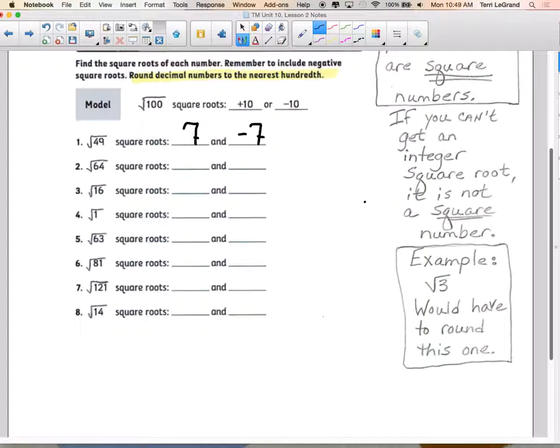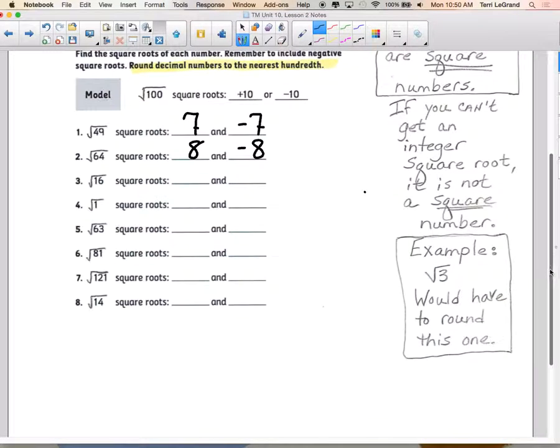How about 64? What would the square root of 64 be? 8 and negative 8. Now, be careful. Do not be misled and think that because there are 2 square roots, if I took 8 times negative 8, I would get 64. That's not what this is saying. It is saying if you took 8 times itself, you would get 64. If you took negative 8 times itself, you would get 64. So there are 2 ways to get positive 64, taking a number times itself.